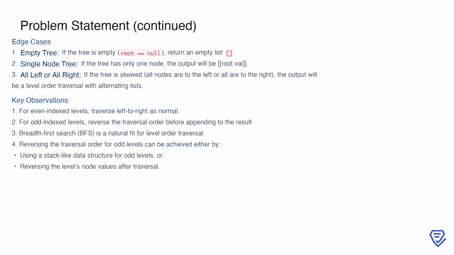Key observations include alternating the traversal direction based on the level, with even indexed levels moving left to right and odd indexed levels moving right to left. A breadth-first search approach works well for this, and reversing the traversal order for odd levels can be done by using a stack-like structure or by reversing the node values after processing the level.